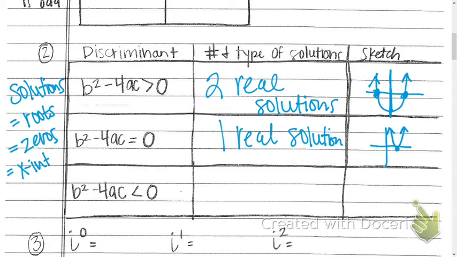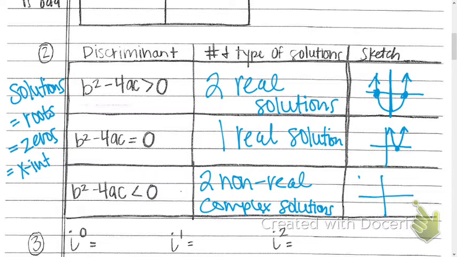And if it's less than 0, it's what kind of number? 2 real. 2 non-real. Non-real what? Complex. Good. So this graph might look something like this, where it doesn't cross at all.